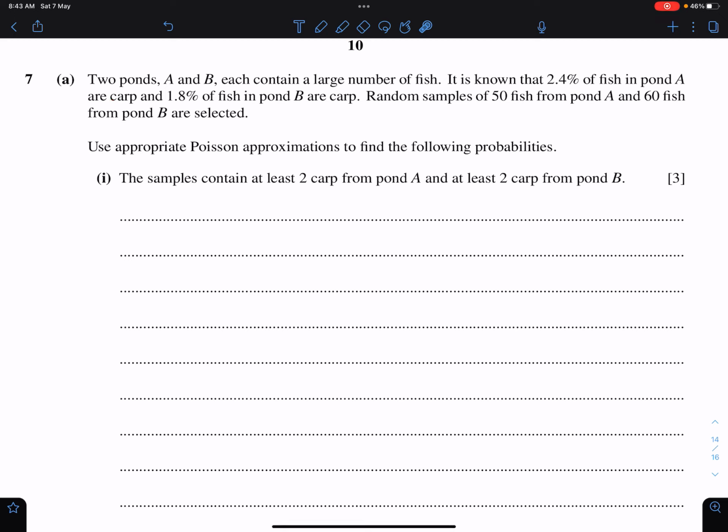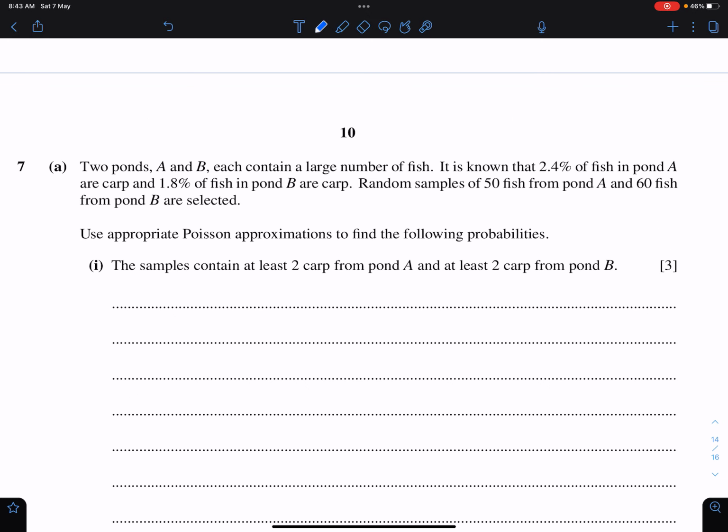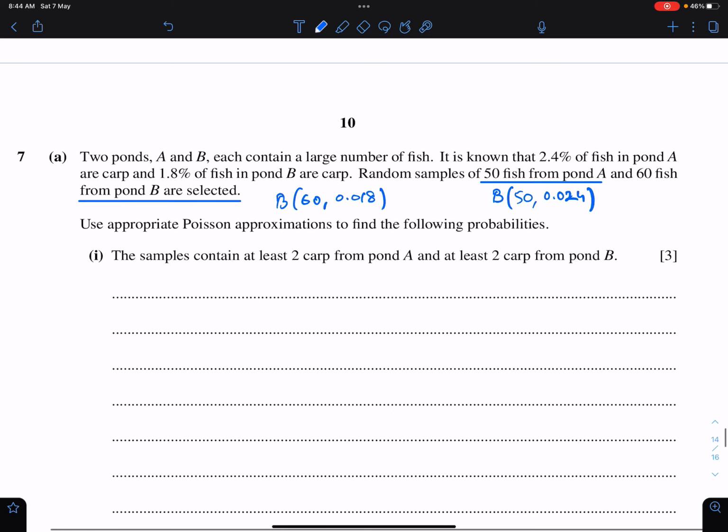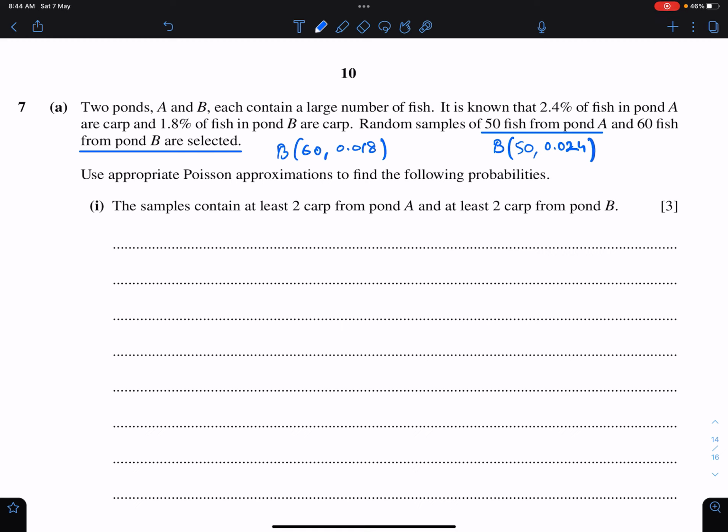2.4%. Random samples of 50 from A. This means binomial. N is 50 and this is 0.024. 60 fish from pond B. This is also binomial. 60, 0.018. Use appropriate Poisson approximations to find the following probabilities.